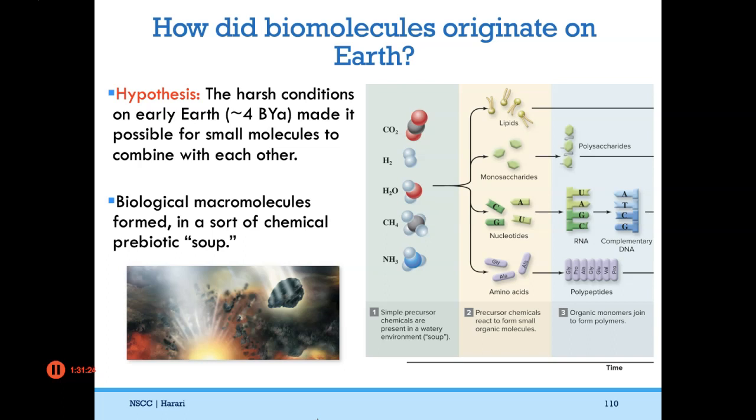And there's a hypothesis that the harsh conditions on early Earth about 4 billion years ago, meaning a very high pressure, high temperature environment, made it possible for very small molecules to combine with each other. So in very early Earth, 4 billion years ago, we have evidence that there was carbon dioxide gas and hydrogen gas and liquid water vapor, ammonia, and methane. And these gases might have combined in such a way that they could have produced lipids and monosaccharides and nucleotides and amino acids, which would then later polymerize into more complex macromolecules that all living things require. So these biological macromolecules formed in a sort of chemical prebiotic soup of all of these smaller chemicals.